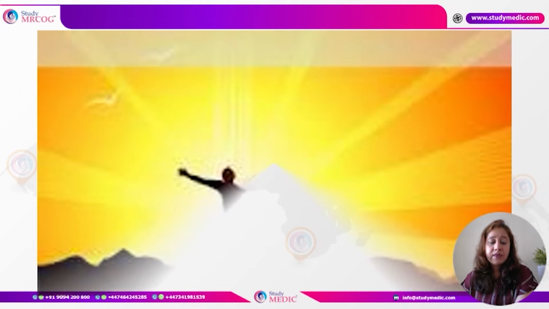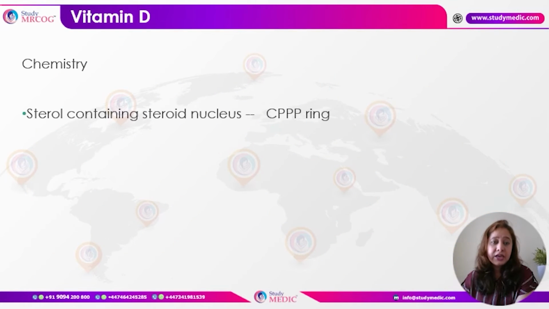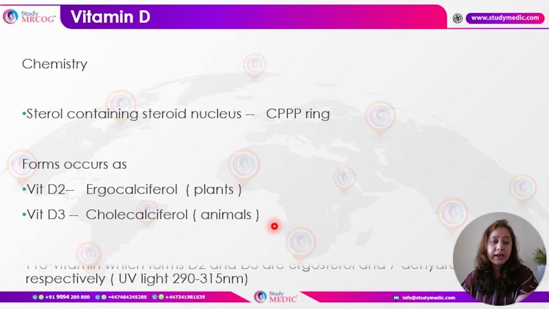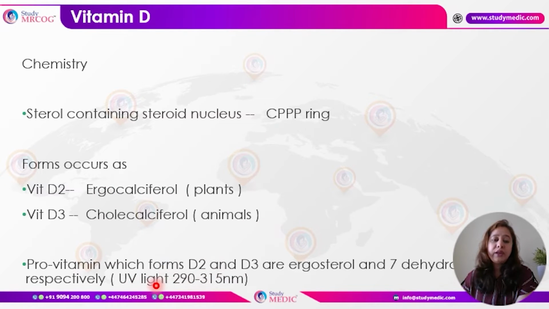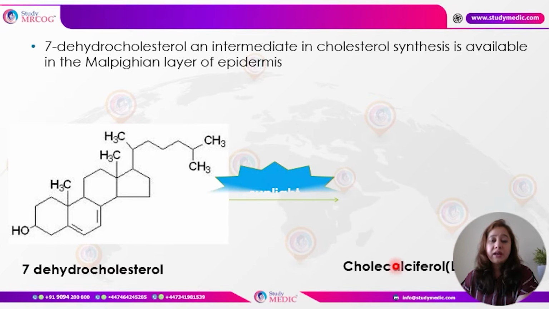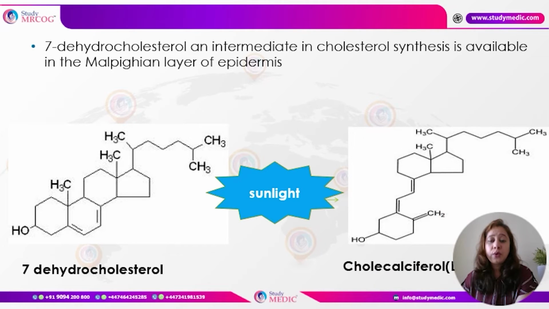We'll see about the next vitamin, that is sunshine vitamin, also called as vitamin D. It's a steroidal molecule, and the different forms are vitamin D2 and D3. D2 is the plant derived ergocalciferol. D3 is cholecalciferol. Now when the sunlight, that is UV light, strikes our skin, there is 7-dehydrocholesterol which is present in our Malpighian layer. So it will undergo activation. The pro form, 7-dehydrocholesterol, when it is sunlight exposed, will get converted to cholecalciferol, that is the vitamin D3.